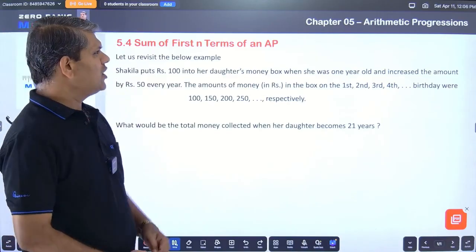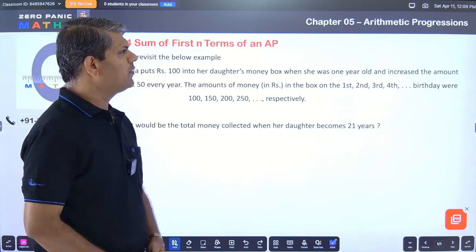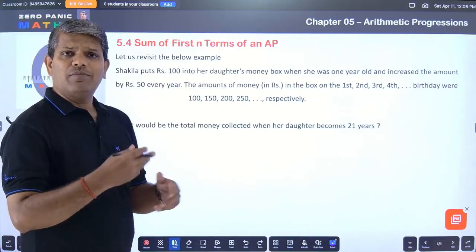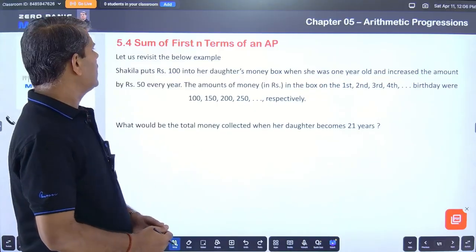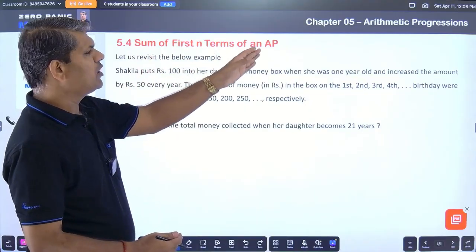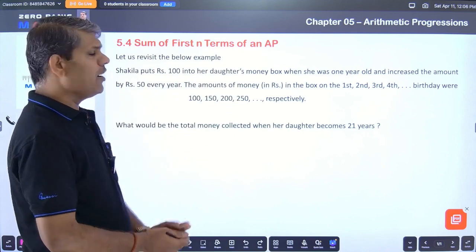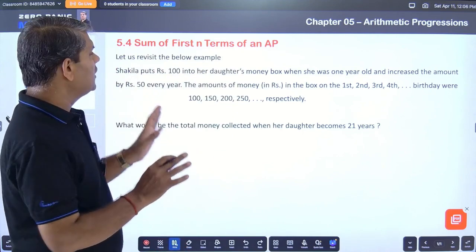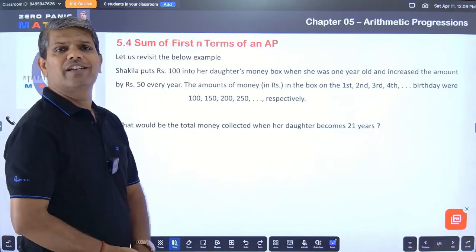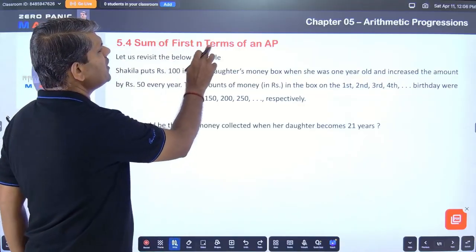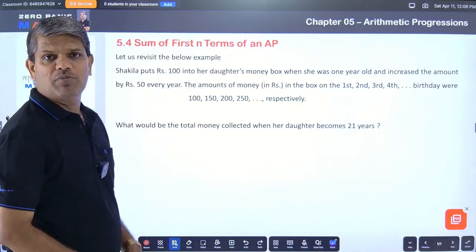Let us continue our discussion on the concept of arithmetic progressions in this session also. In the previous couple of sessions, we have seen how to find the nth term of an arithmetic progression. I hope you have watched all those videos, because that knowledge is required here to understand how to find the sum of the first n terms of an arithmetic progression.